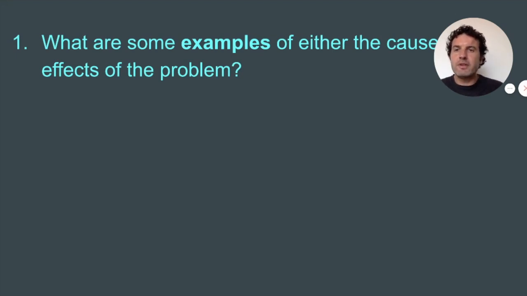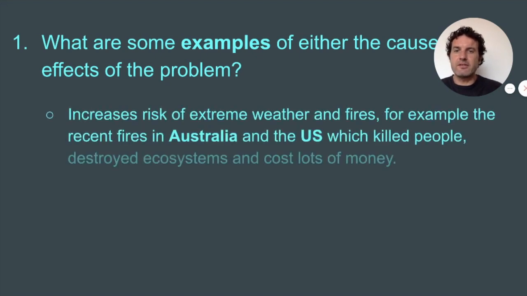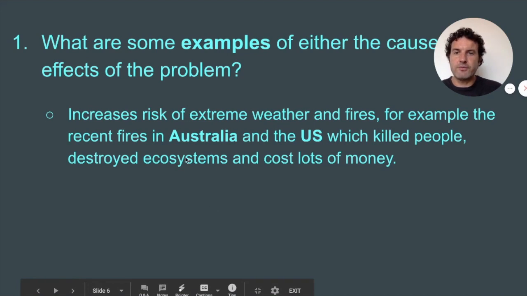And I also remembered that this year has been a huge year for fires. There have been 2 major fires, one in Australia, one in the United States, and these fires have killed people and they've destroyed ecosystems and they've cost a lot of money too. And scientists say that these fires to a large degree were caused by extreme weather, which itself is an effect of climate change. So this is an example of an effect of climate change.